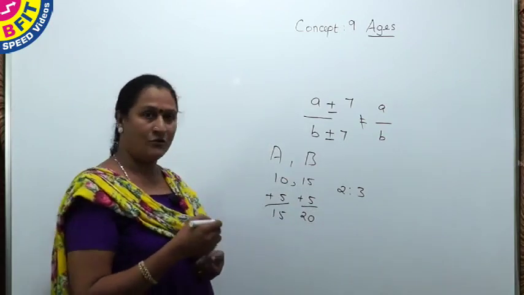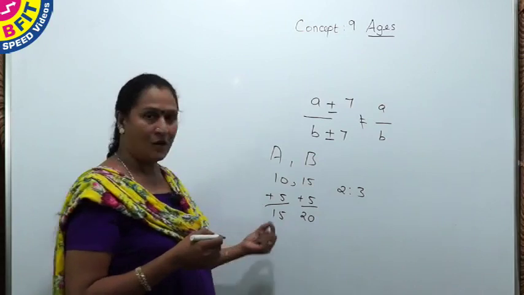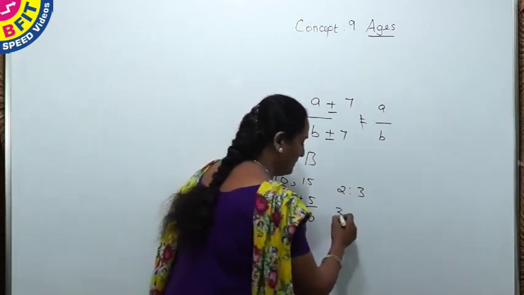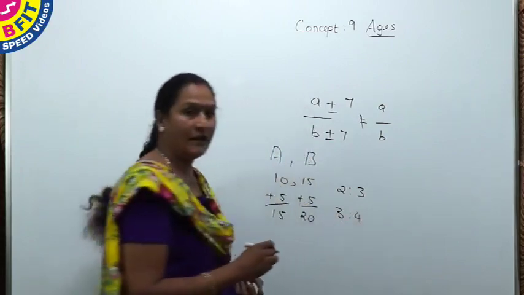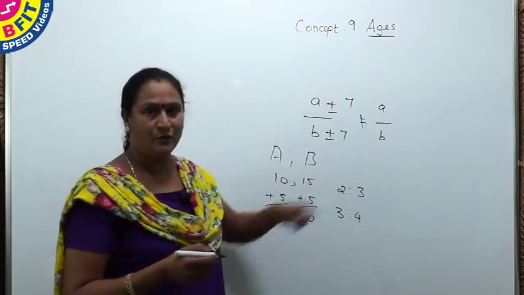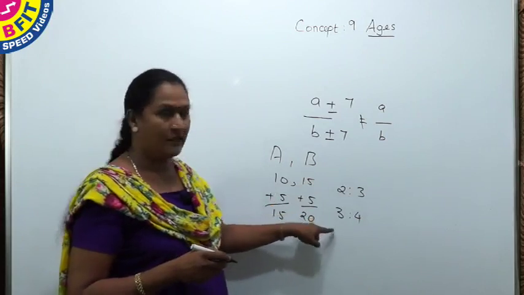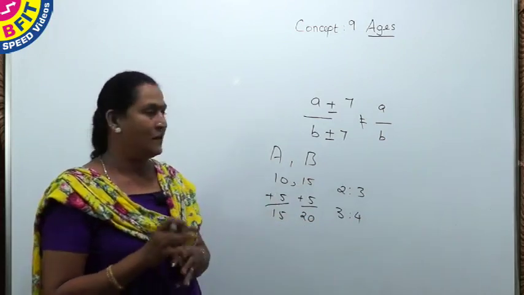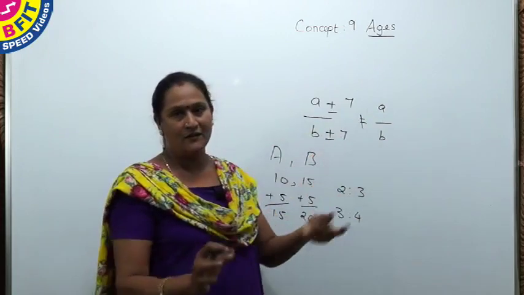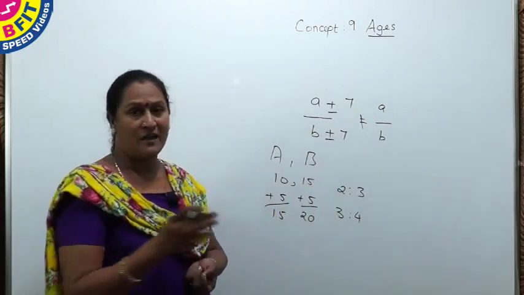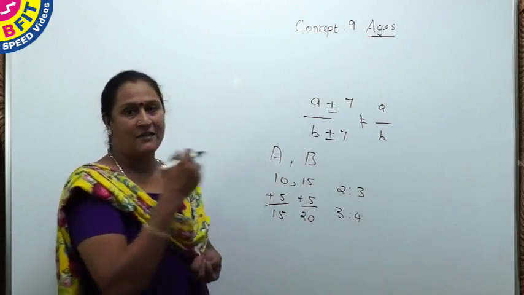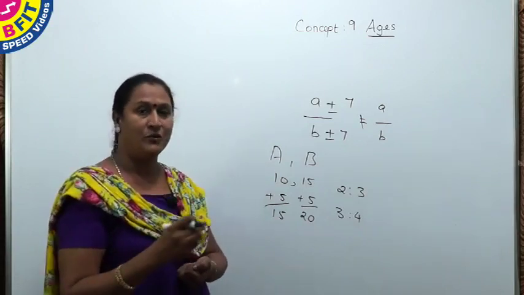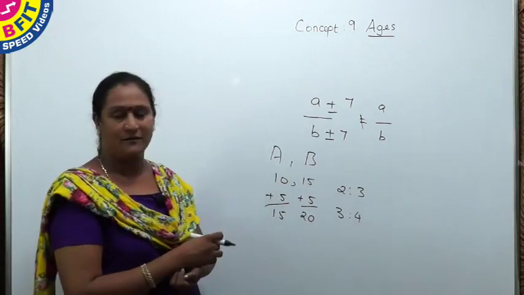What is the ratio we get? Both have the common factor 5. When you simplify, you get a different ratio, not the same 2:3. We get another ratio, 3:4. So when you add or subtract, though the values are the same, you will not get the same ratio. The application of this concept is the ages question, and we will see how to work out the questions when you get them in this topic.